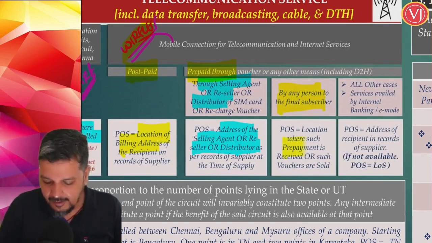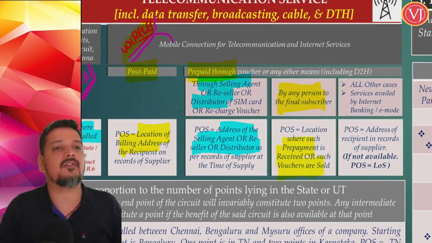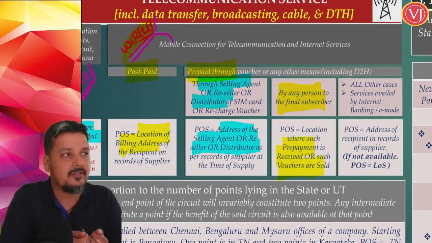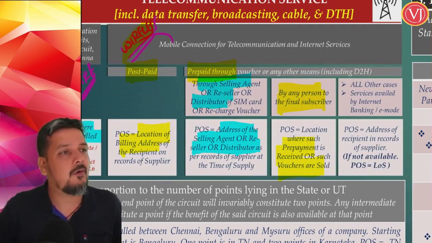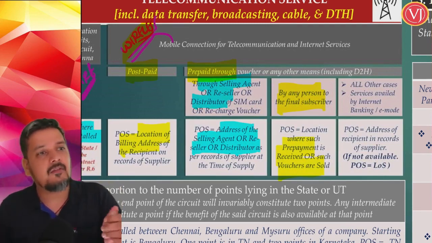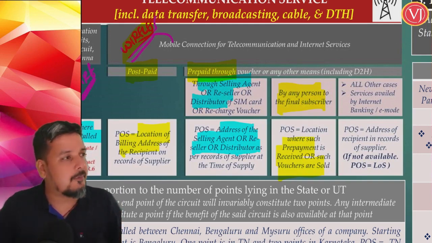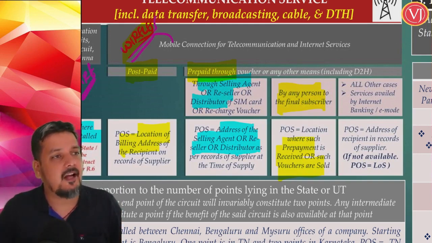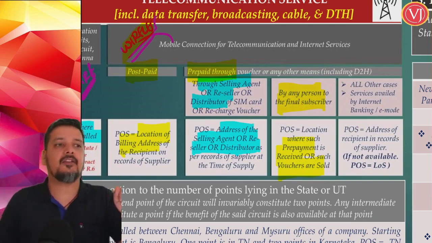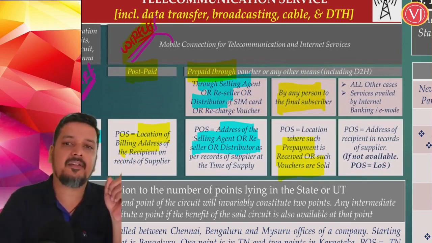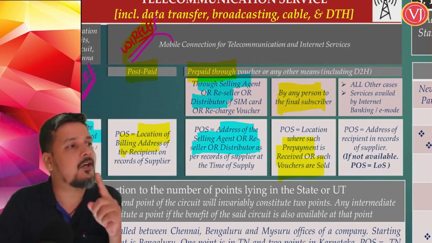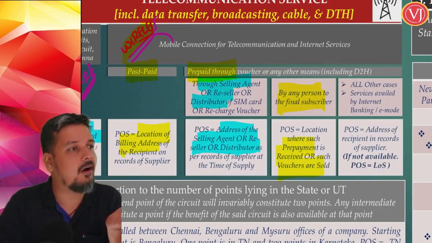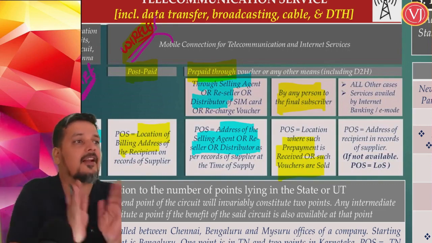Place of supply is where that prepayment is received or vouchers are sold, where the payment is received by the distributor or Jio, or where the vouchers are sold. Nowadays, we don't have the concept of vouchers, but there was a time when vouchers were sold; you had to scratch it and get the amount. I repeat, Jio to distributor, place of supply is the address of the distributor. And Jio to consumer or distributor to consumer, place of supply is where the prepayment is received or the voucher is sold; in simple language, where the money is collected.